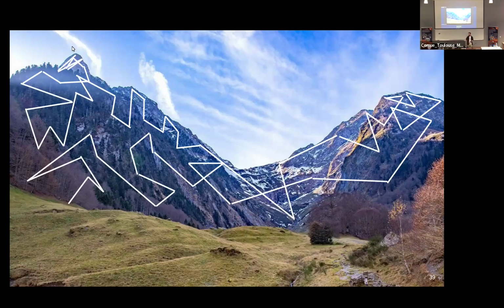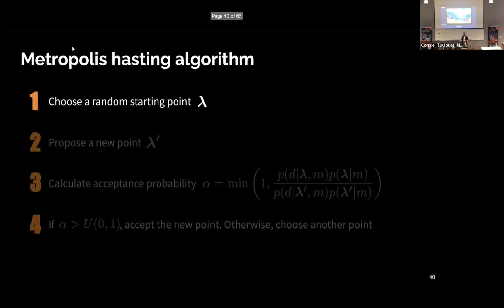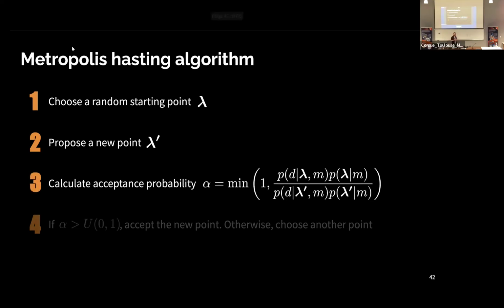So that's what brings us on to Markov, the Metropolis-Hastings algorithm. So what this technique says is, okay, I'm going to draw a random starting point for my parameter space lambda. And then just like before, I'm going to pick or propose a new point lambda prime. Okay? Now, instead of just accepting that straight away, what I'm going to do is calculate this acceptance probability. So this acceptance probability is defined here.